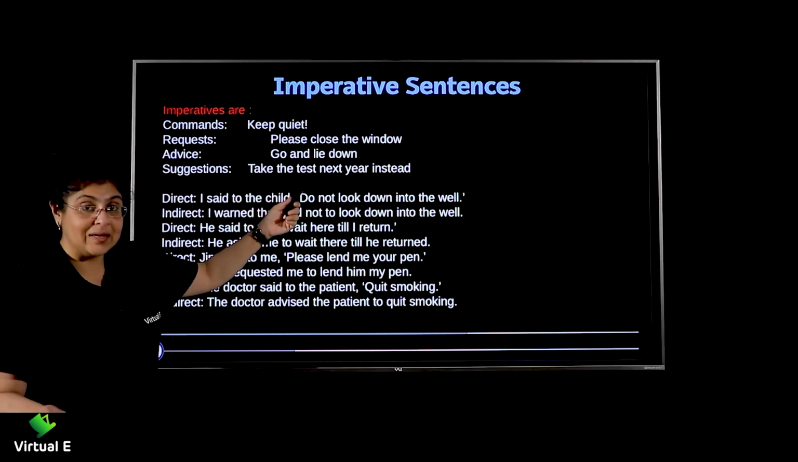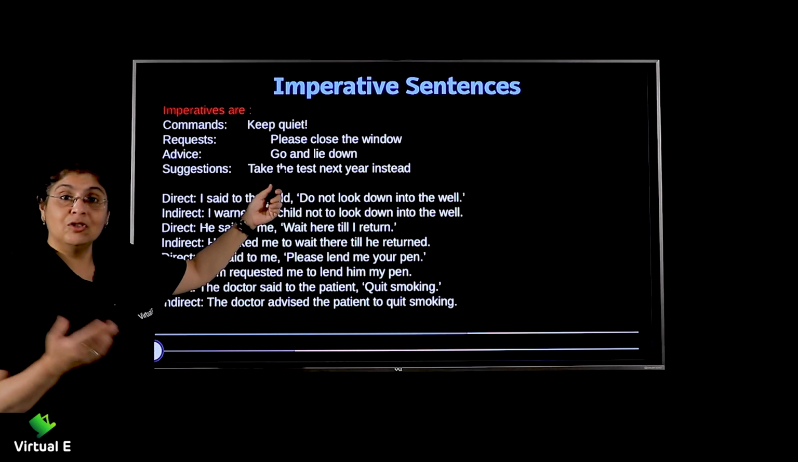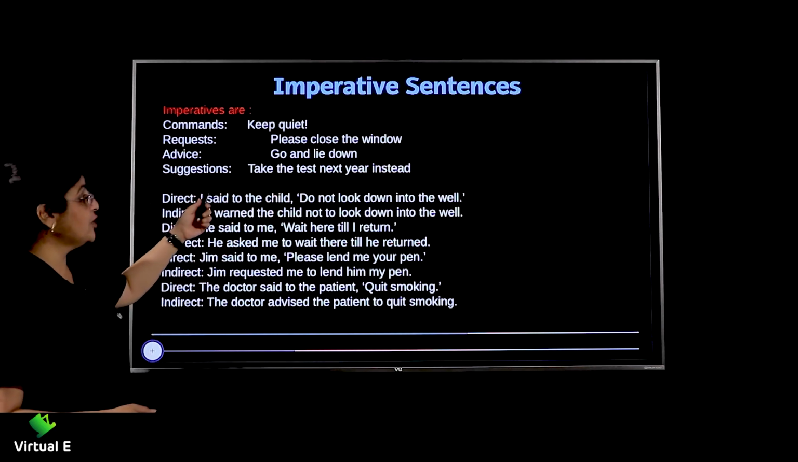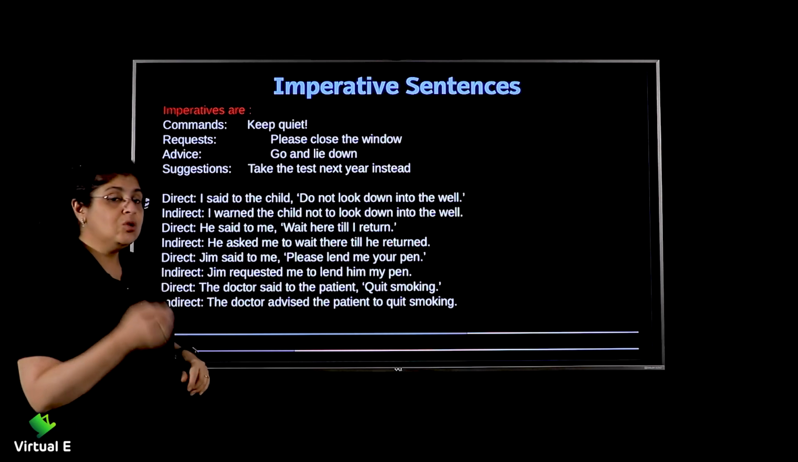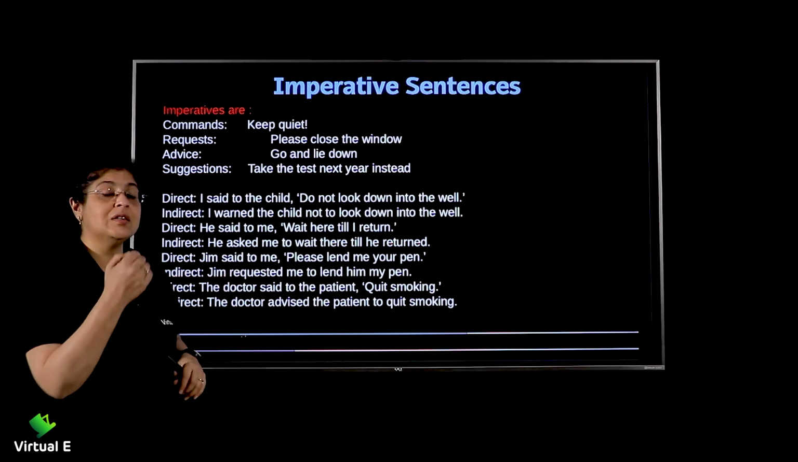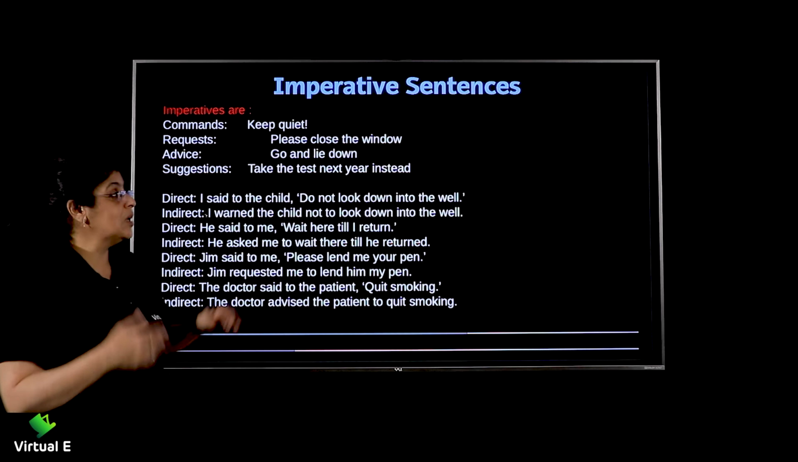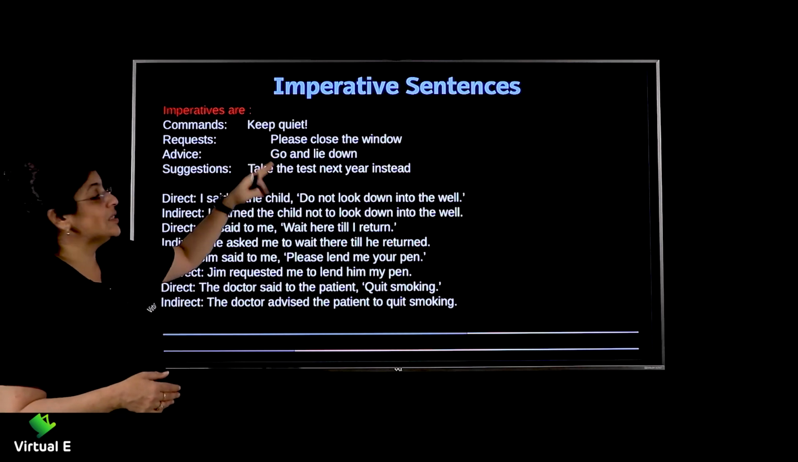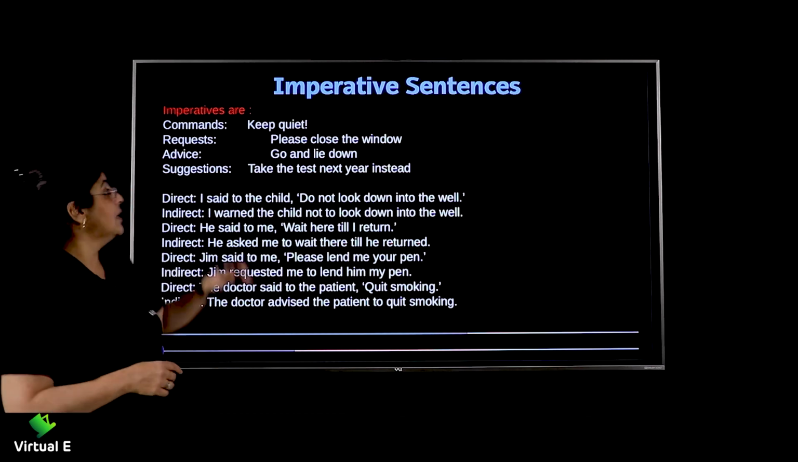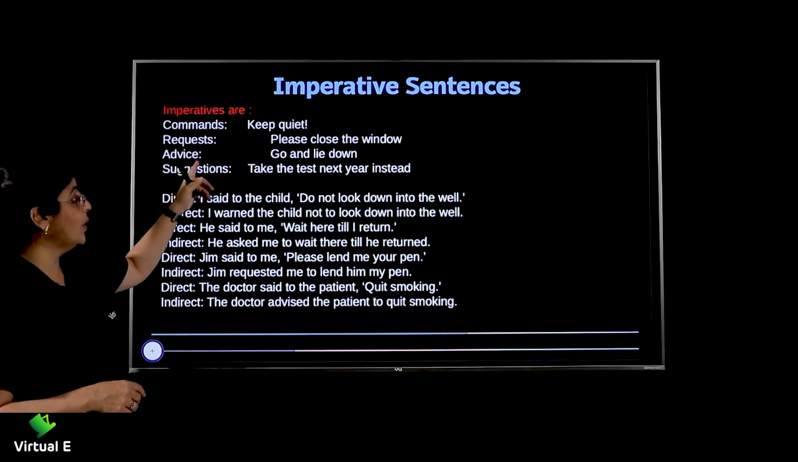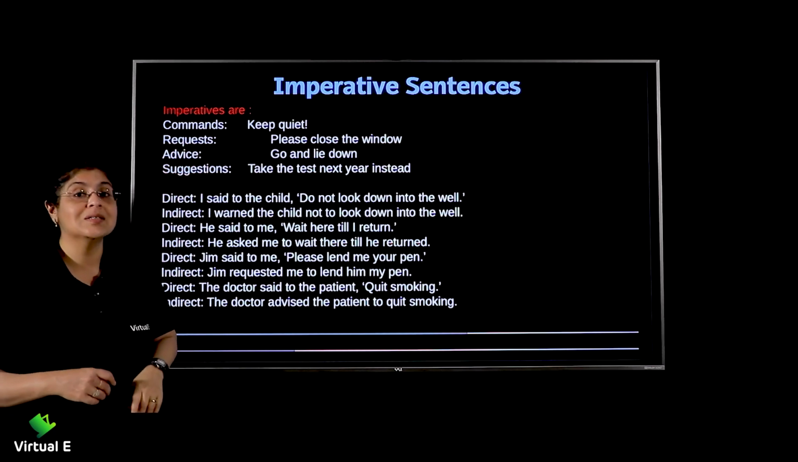Advice: go and lie down, take the medicine, don't talk. Suggestions: take the test next year instead. You are giving a suggestion. The doctor is advising you. So likewise, you see all the sentences are beginning with a verb. In that case, it is a command, request, advice or suggestion.